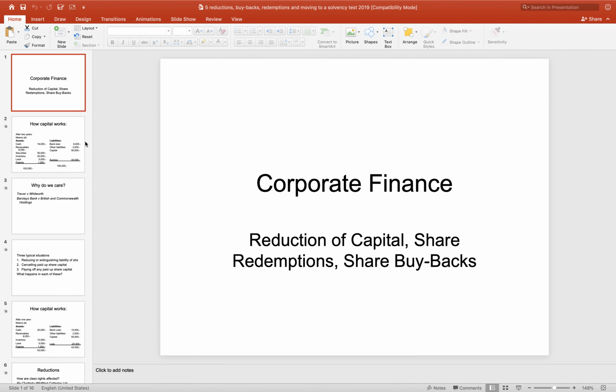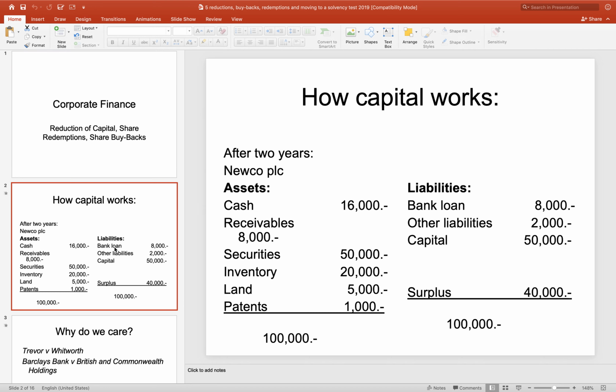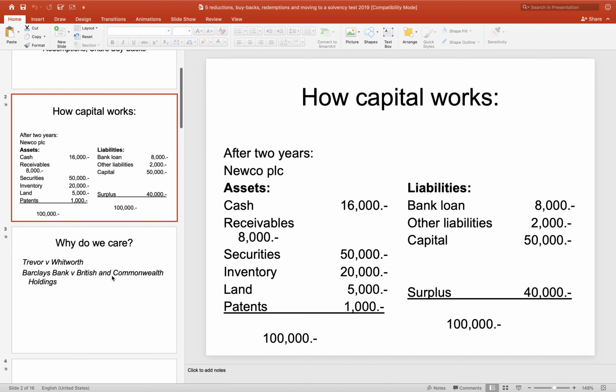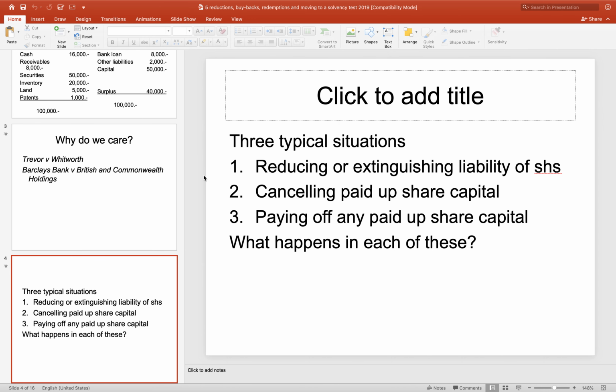Now, going forward then to reductions of capital and share buybacks. So we've remembered here how capital works, and there are two cases, one very old, Trevor and Whitworth, which is 19th century, and Barclays Bank and British and Commonwealth Holding, which is late 20th century. So why do we care? Well, we care because shareholders are paid after creditors have been either paid or looked after.